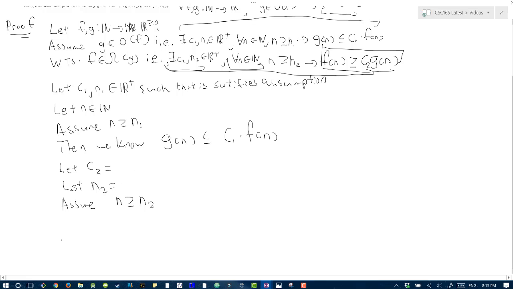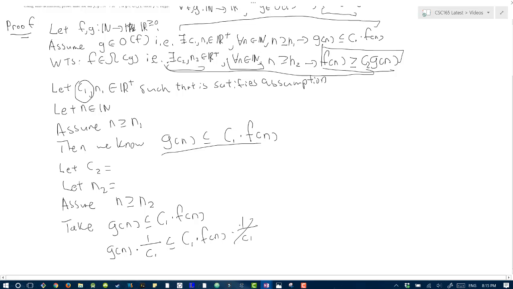So we take what we have, make our assumption, and we have this statement here. So let's rewrite this. g of n is smaller than or equal to C1 times f of n. Then we want to manipulate it somehow to make it like this. First of all, we can multiply both sides by 1 over C1, which we have access to because up here. So here, 1 over C1, this crosses out, which is good.